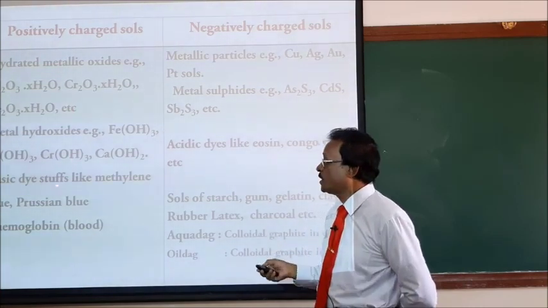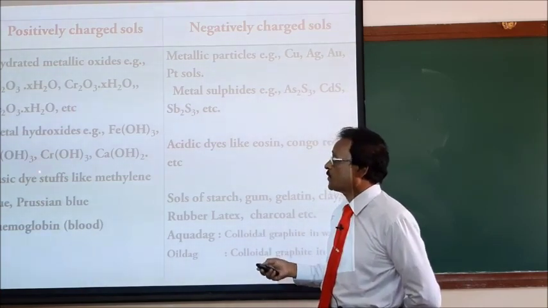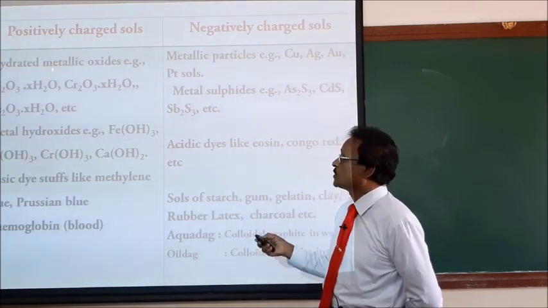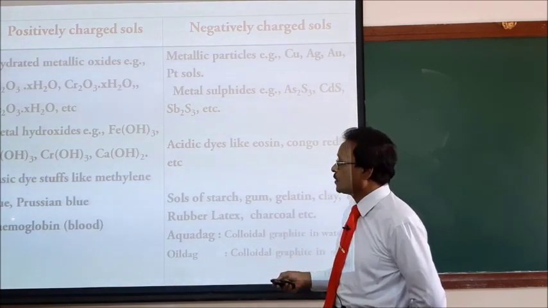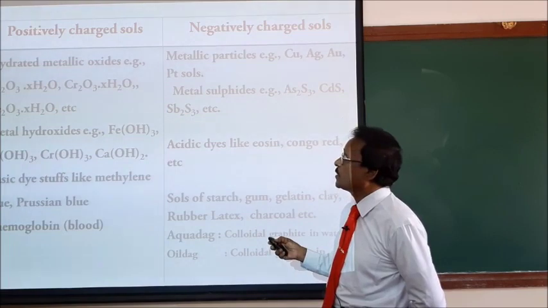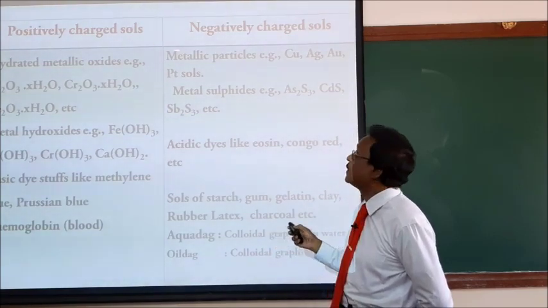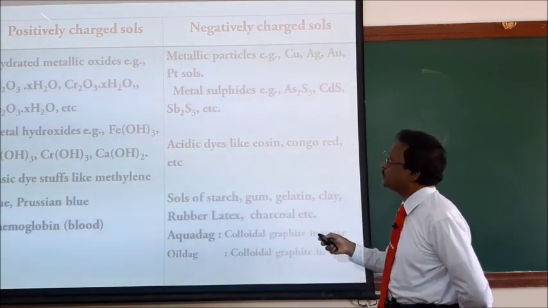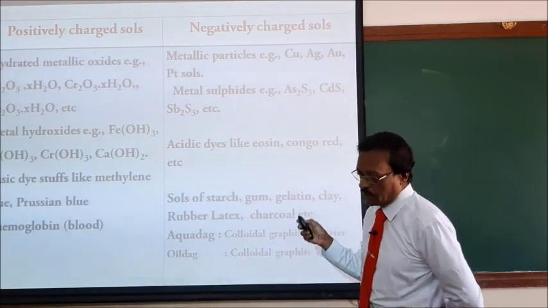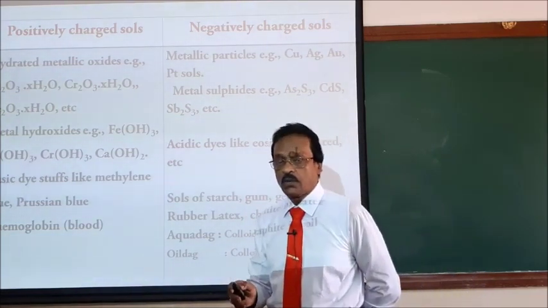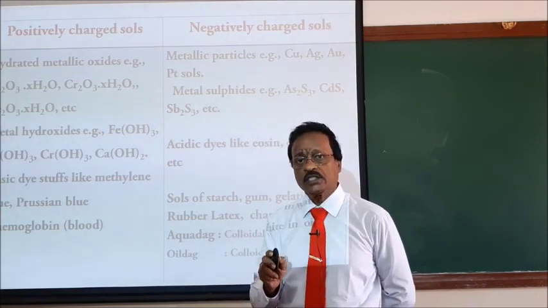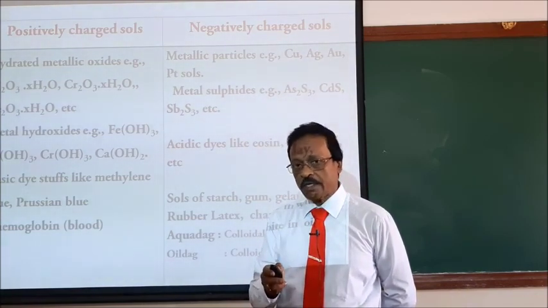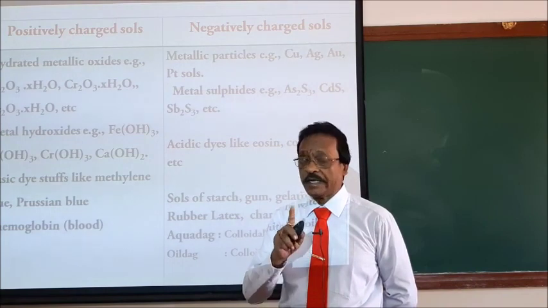Based on the movement of these colloidal particles in the electric field, we identify the charges. Hemoglobin in blood is a positively charged sol. I have given all the examples of negatively charged sols. By electrophoresis, we came to know that colloidal particles carry charges, and they carry only one type of charge, unlike electrolytes.